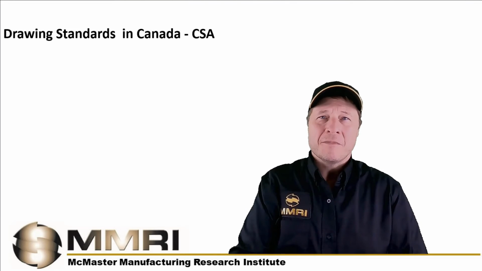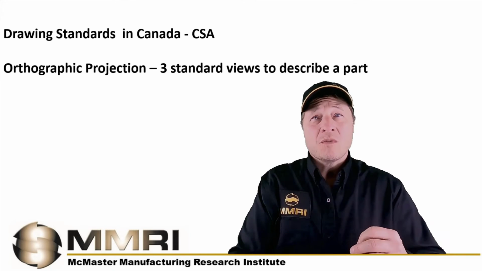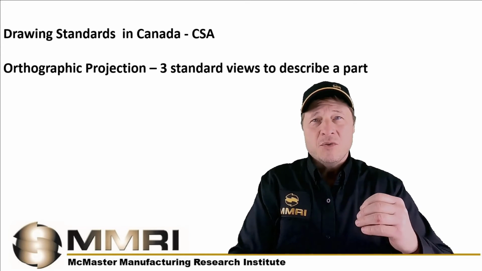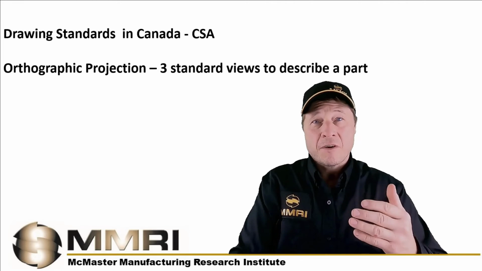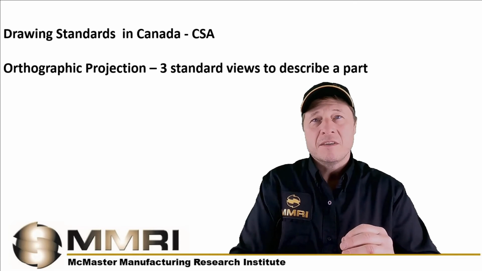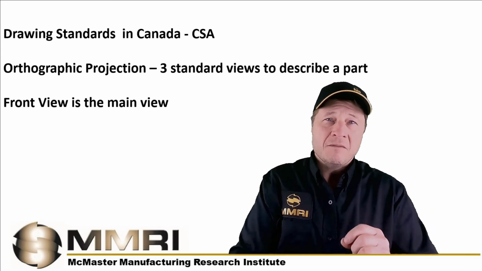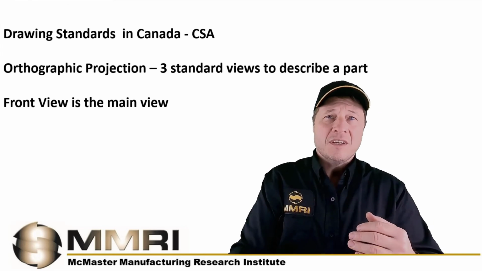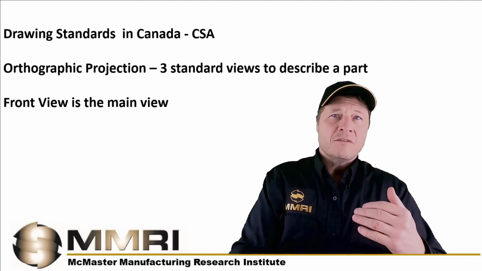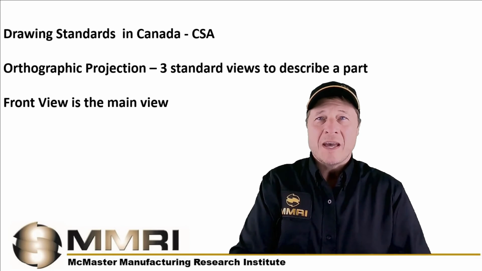By way of review, drawing standards in Canada are set by the CSA, the Canadian Standards Association. Orthographic projection uses three standard views, the front, the top, and the right side, to describe a three-dimensional part in two-dimensional space. The front view is the main view. Once the front view is decided upon, all other views are positioned around the front view relative to that main view.